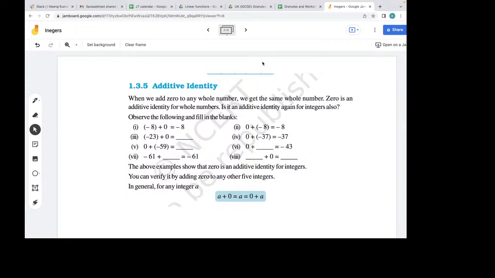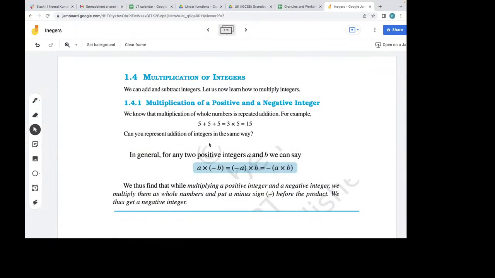Okay, so we have learned about additive identity here in this slide. Now let's move on to the next one and see what is there for us. Okay, so now it is multiplication of integers. We can add and subtract integers. We have learned about how to add and subtract integers.